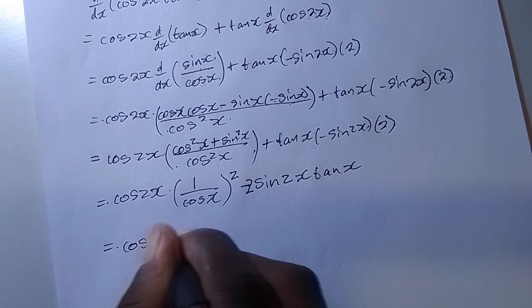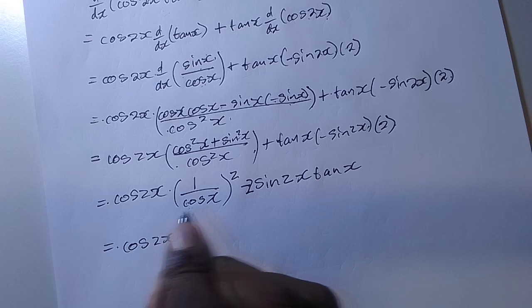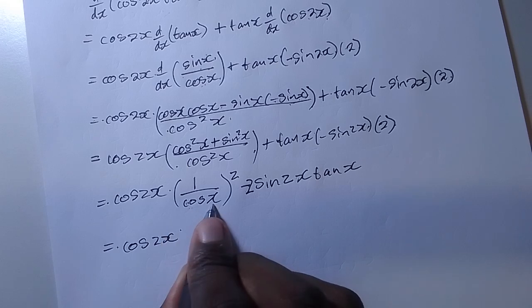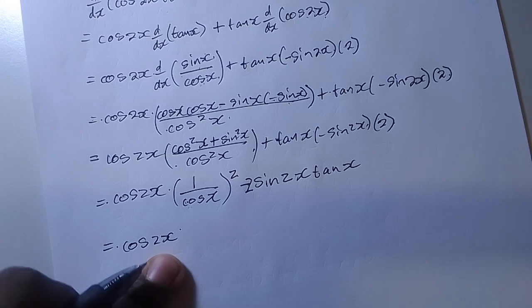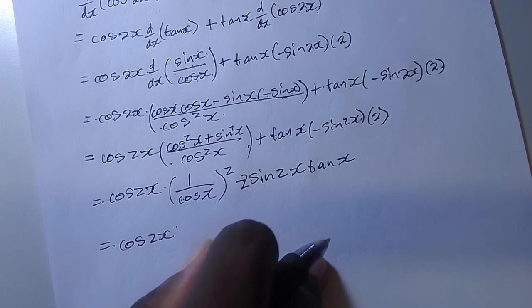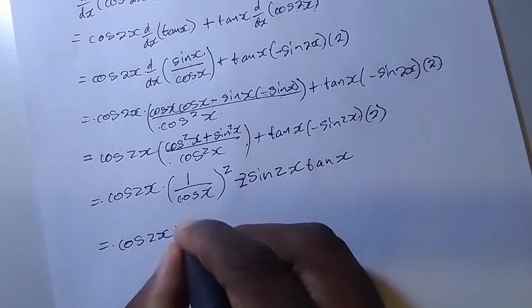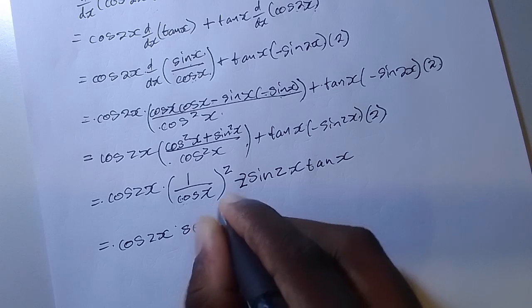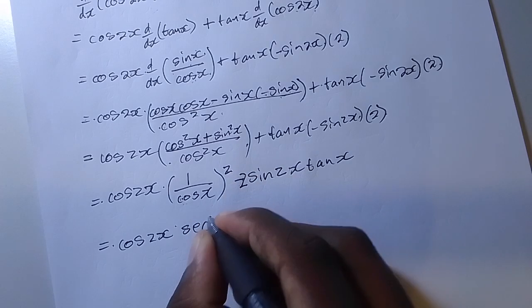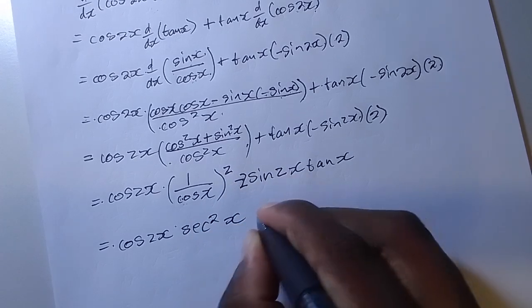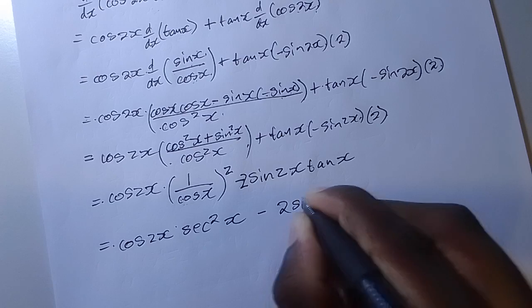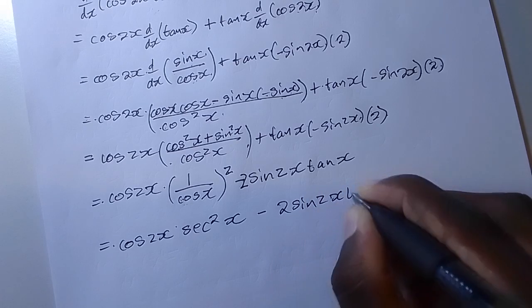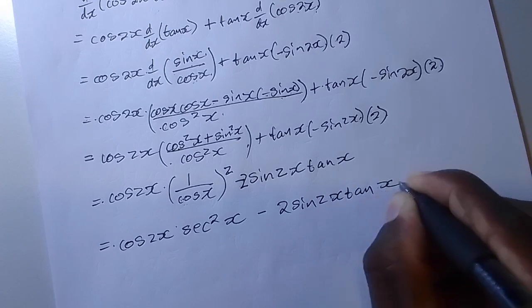Cos 2x. Now what's the cofunction of cos x? The cofunction of cos x is the one you don't think is. So it's not cosec, it's sec. Sec, but it's squared. Sec squared x minus 2 sine 2x tan x.